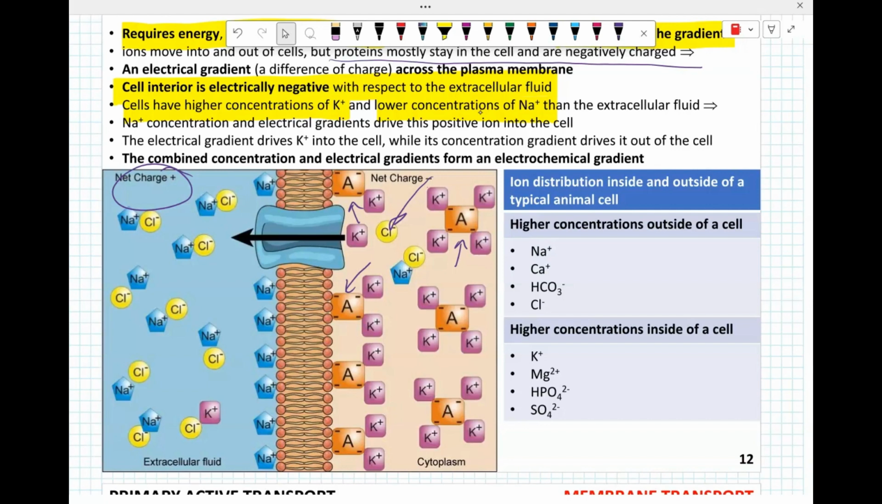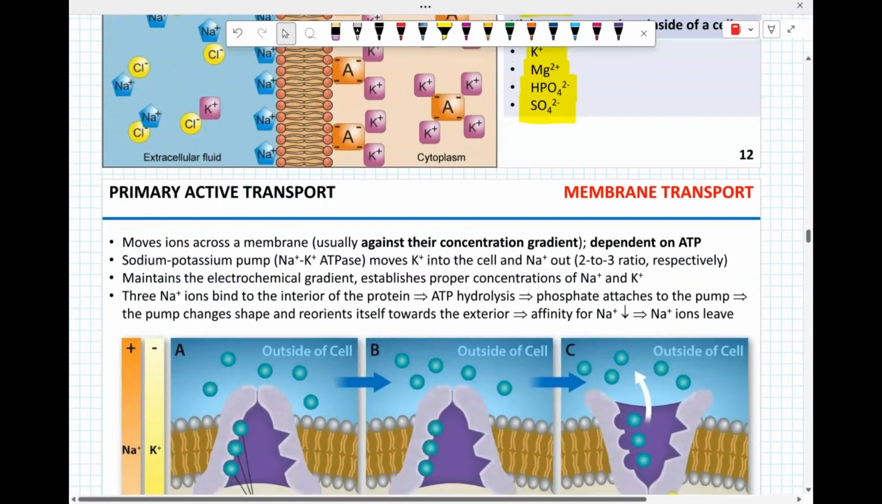Which ions have greater concentration outside of the cell? That would be sodium, calcium, bicarbonate ion, and chloride anion. Inside of the cell, the concentrations of potassium, magnesium, hydrophosphate, and sulfate are greater than their concentrations outside of the cell.